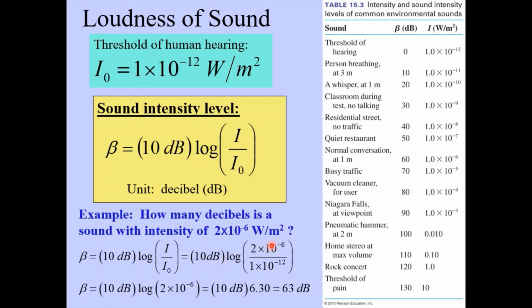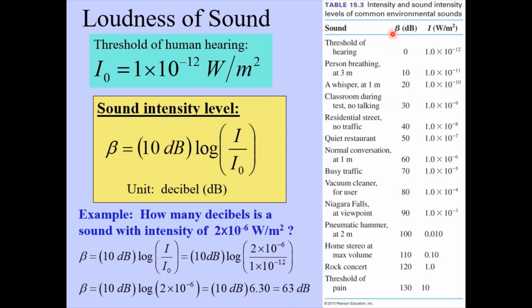I'm sorry, I think I had an extra minus sign in there. But 10 to the minus 6 divided by 10 to the minus 12 is 10 to the 6. On our calculator, we're going to plug in 2 times 10 to the 6, and we're going to take the logarithm of that. There's a button on your calculator that says log, and the logarithm of this number is 6.3, which we multiply by 10 decibels to get our final answer. This sound with this intensity would be measured at 63 decibels.